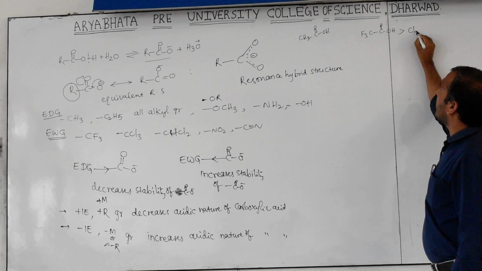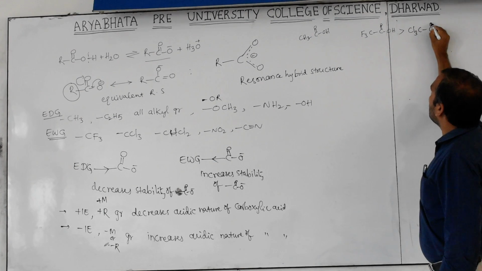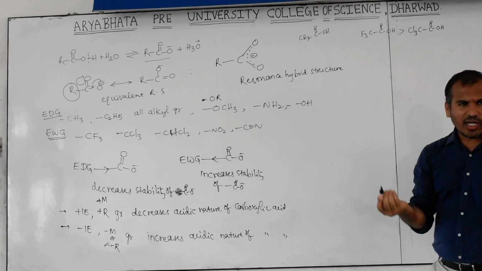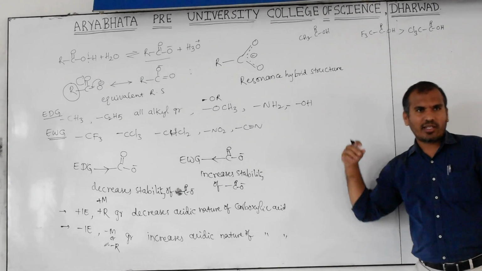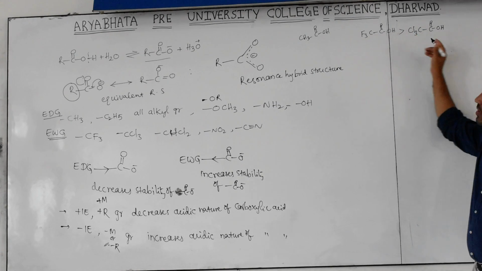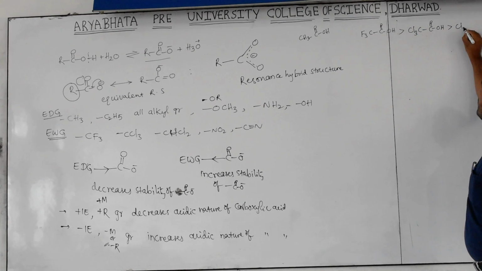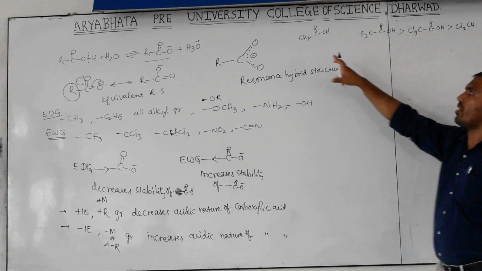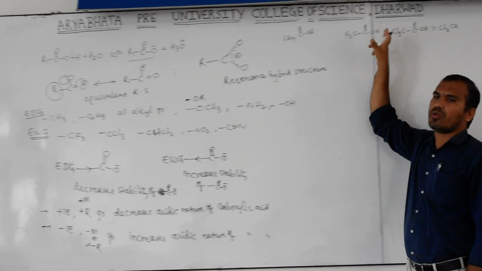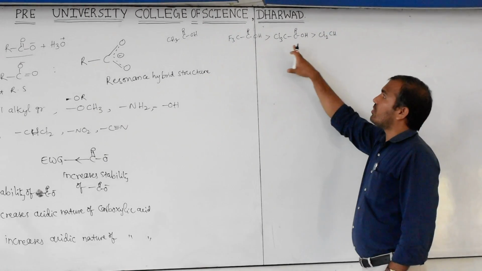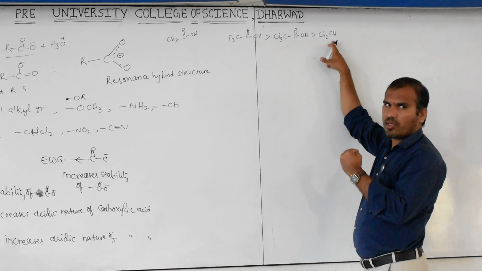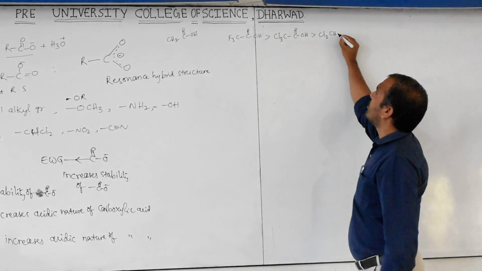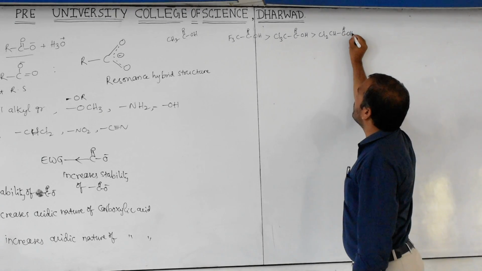Now if you take Cl3C-C(=O)OH, is fluorine more electronegative or chlorine more electronegative? Fluorine. Fluorine withdraws more electrons and stabilizes this carboxylate ion more. Therefore, this is more acidic and this is less acidic. Similarly, Cl2CH-COOH. How many hydrogens here? Instead of three chlorines, here two chlorines and one hydrogen are there. So three chlorines mean more electron withdrawal, two chlorines mean less withdrawal. Less withdrawal means less stable, and less stable means less acidic nature.